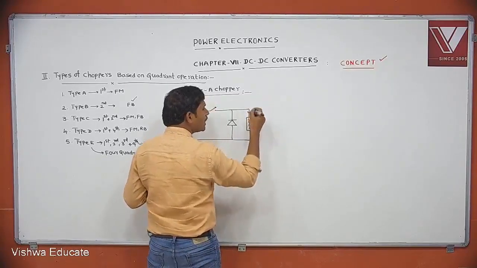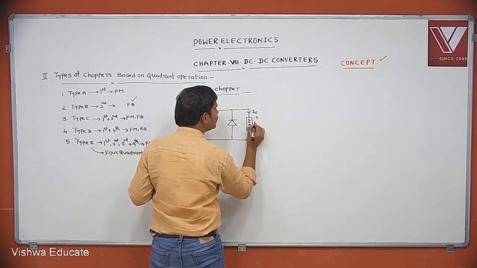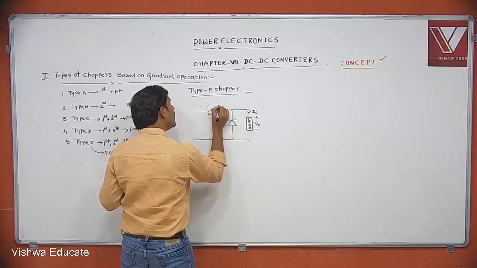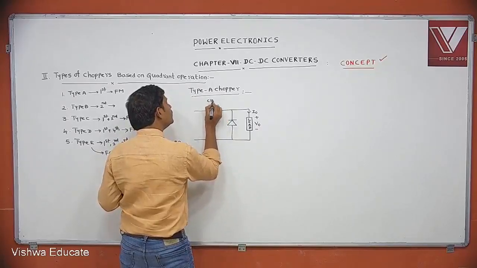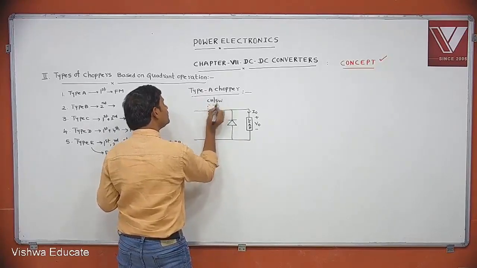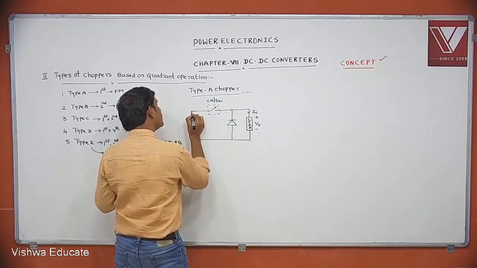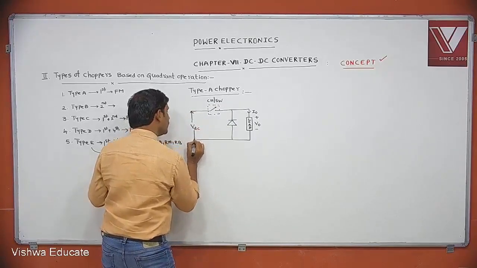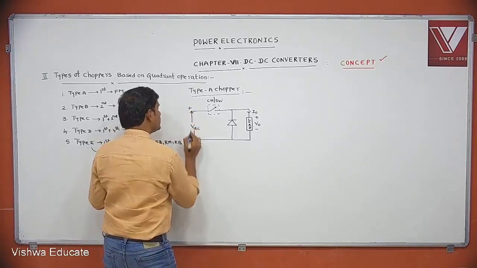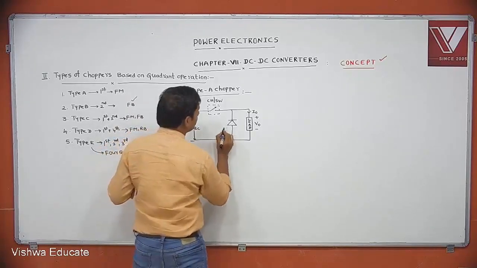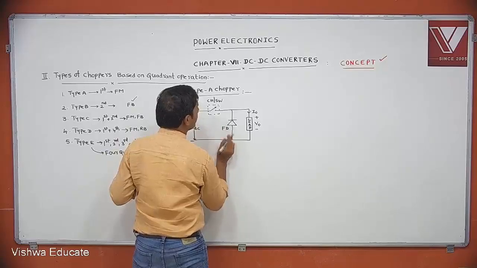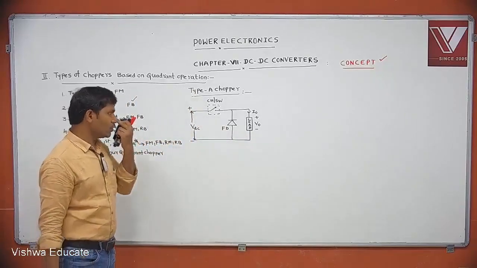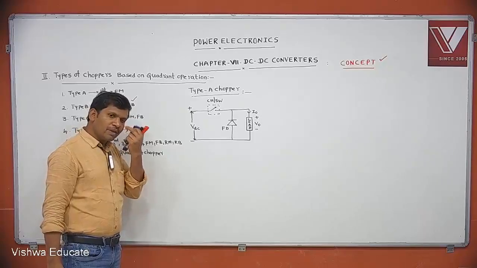This is the assumed load current direction. This is the assumed load polarity. This is the chopper or switch. The supply voltage is VDC, with plus and minus. This is the freewheeling line. This is a simple representation of type A chopper. The switch may be any semiconductor device.